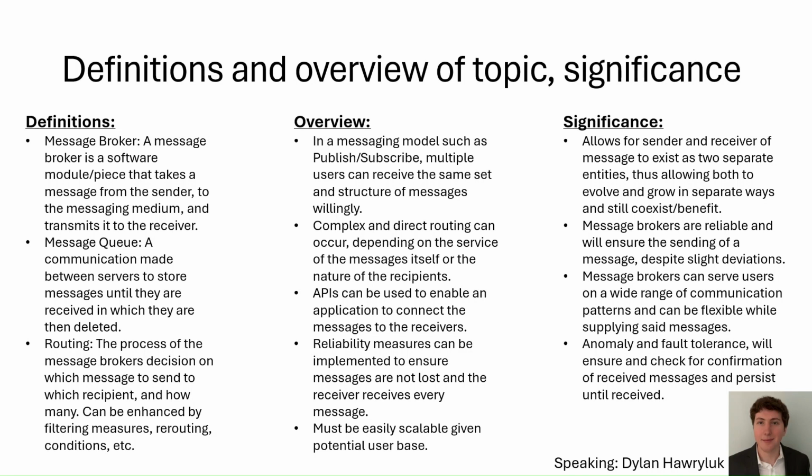They don't need to be tied to each other, but they just have to be related to each other in the sense of when they signed up and receive emails, or not emails, but any communications sent to them. And then message brokers are reliable and will ensure the sending of a message despite deviations.